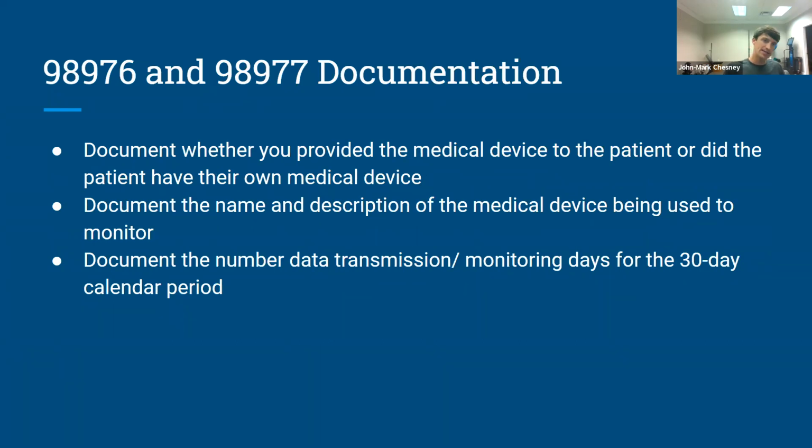So for the 976, 977, again, this is the rental of the supply of the device. So you want to document whether you provided the medical device to the patient or whether the patient had their own medical device. I'd imagine 99% of our patients won't have their own software that does some sort of tracking system. Maybe somebody could. If they did, then you could not charge for the rental of the device if they had their own. So you want to make sure that you put that in the document.